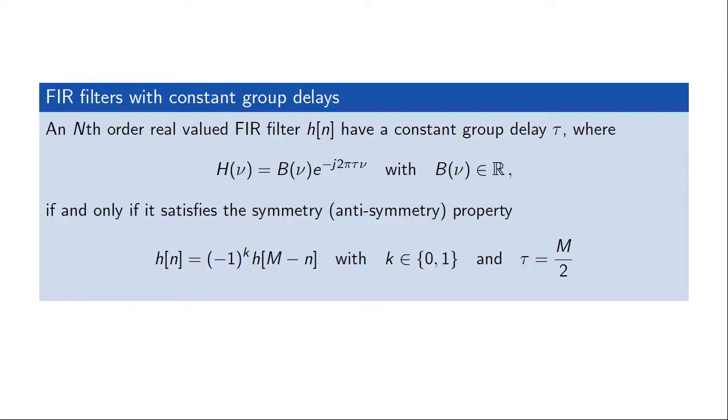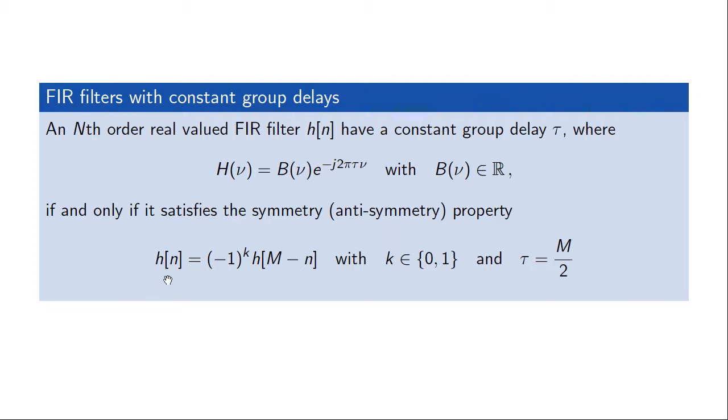And you can also ask now what type of properties an FIR filter H of n needs to have in order to have a constant group delay. So what type of properties should we satisfy in the design process in order to create the filter with a frequency response that is given by a real valued function of the frequency times some complex exponential that is linear in terms of the frequency and has this group delay in the exponent. It turns out that this can only be satisfied if you satisfy a certain symmetry property in the time domain.